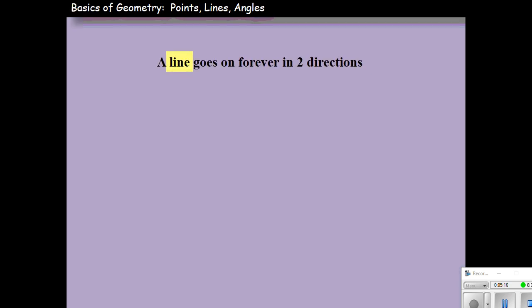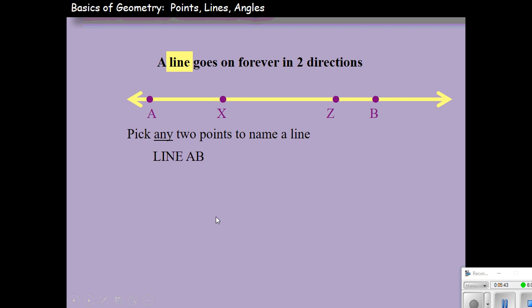All right. First off, a line goes on forever in two directions. When we name it, we just name it with 2 points that are on the line. It does not matter which 2 points. Here, this line has 4 points. If you use all 4 points to name it, you're wrong, because we don't need 4. We only need 2 to tell which direction it's going. So if I asked you to name this line, you could name it with any combination of 2 letters on the line. You need 2 points. So we could call this line, line AB.